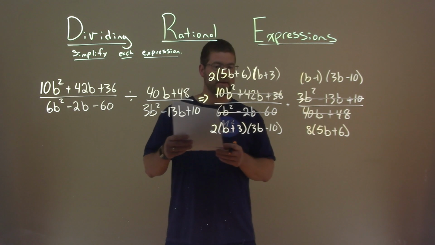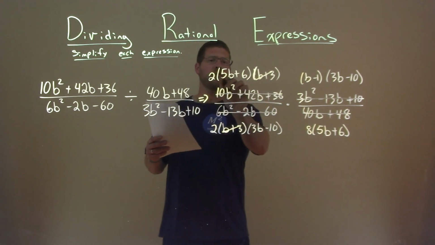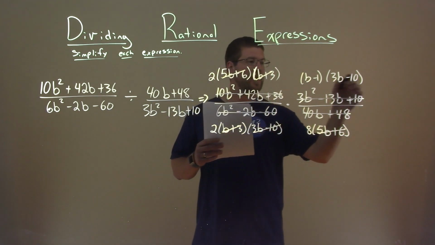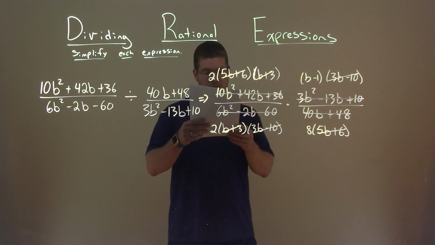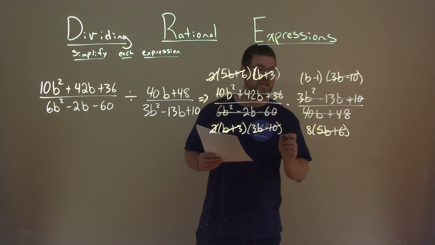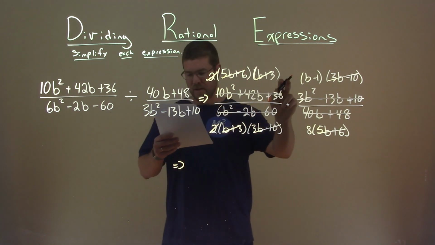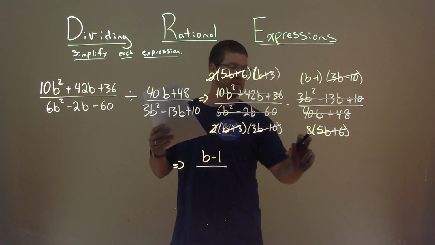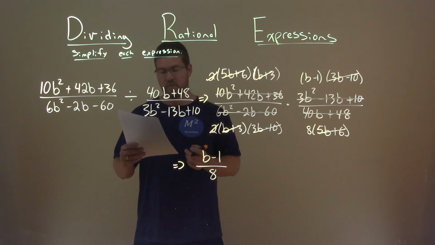So what do we have here to cancel out? Well, I see a b plus 3 and a b plus 3 here cancels. A 5b plus 6, 5b plus 6. 3b minus 10 and a 3b minus 10. And then, well, what do we have left here? Oh, a 2 and that 2, don't forget that. And pretty much a lot has been eliminated. What's been left over? Well, in the numerator, we just have a b minus 1 left over. In the denominator, we just have, well, the 8. And so b minus 1 over 8 is our final answer.